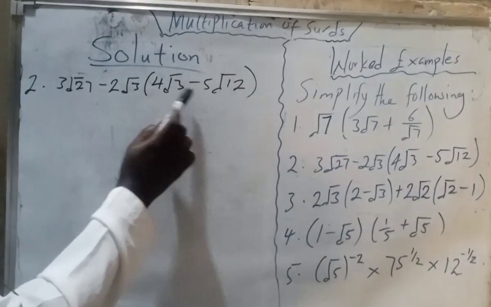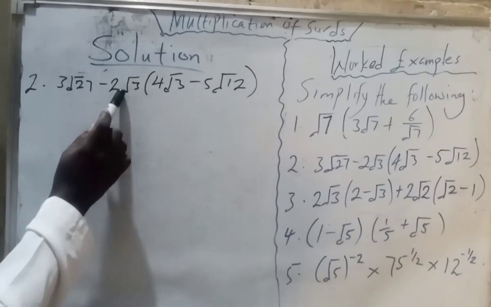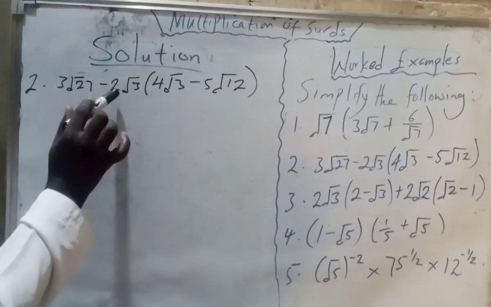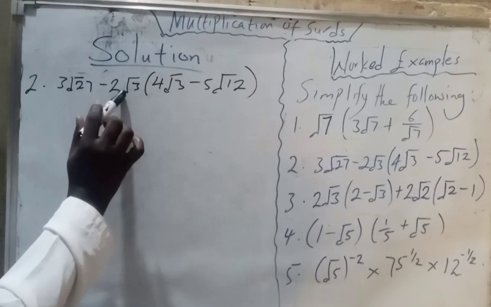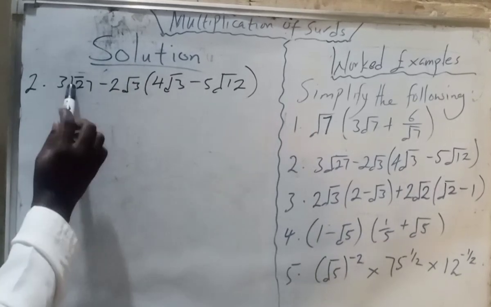only these two Surds are in the bracket. This and this are not in bracket. So what that means is that you're going to use the term that is closer to the bracket to expand it, and not both terms.